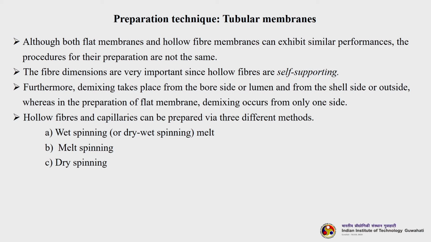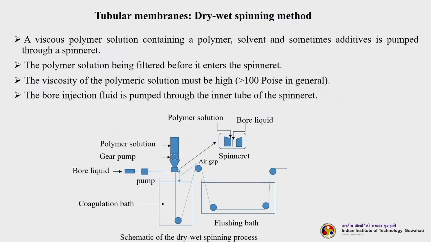One is called wet spinning, or it is also called dry wet spinning method, then melt spinning and dry spinning. So, we will discuss this first one. This is a very important preparation technique. So, a viscous polymer solution containing a polymer, a solvent and sometimes additives is pumped through a spinneret. Okay. So, this is actually the spinneret.